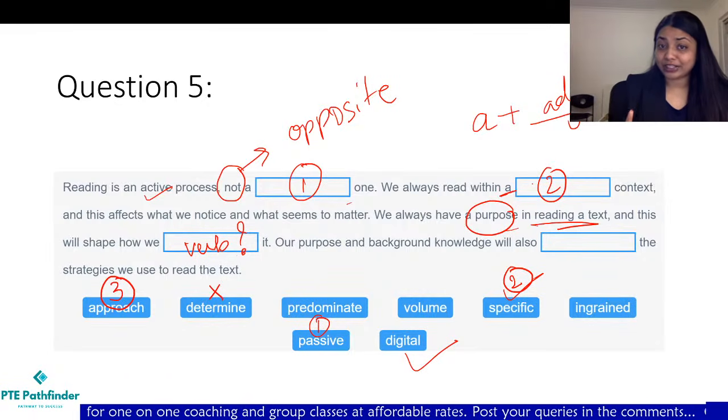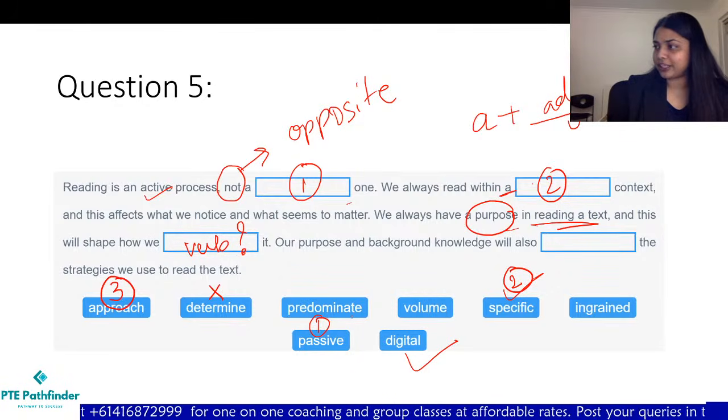Look at the meaning of the sentences, guys. Just knowing what type of verb is missing is not important. It's also important to look at the meaning of the sentences. So that's why it's not determine, it's approach. Okay? Now the last blank for today's class.